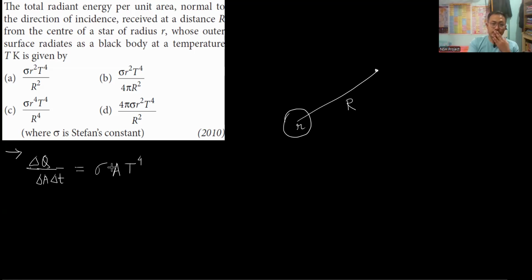Incidence received at a distance r from the center of a star of radius R. The star is a spherical shape, so the area from which the energy is emitted is 4 pi capital R square. At distance small r, per unit area, we get sigma T to the power 4 times 4 pi R square, spread over the area 4 pi small r square.